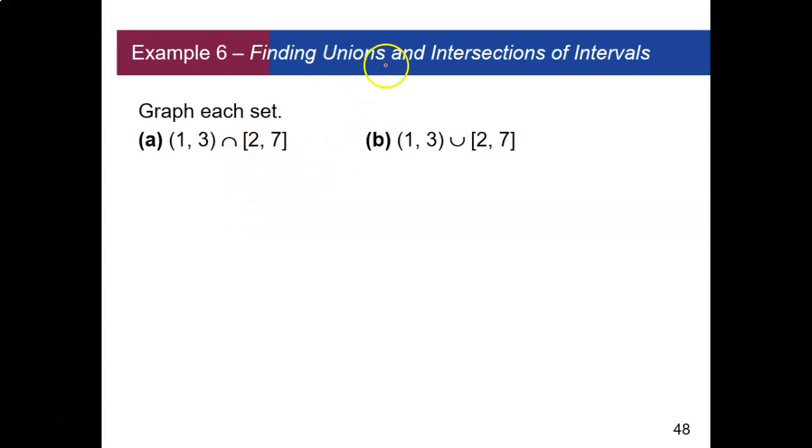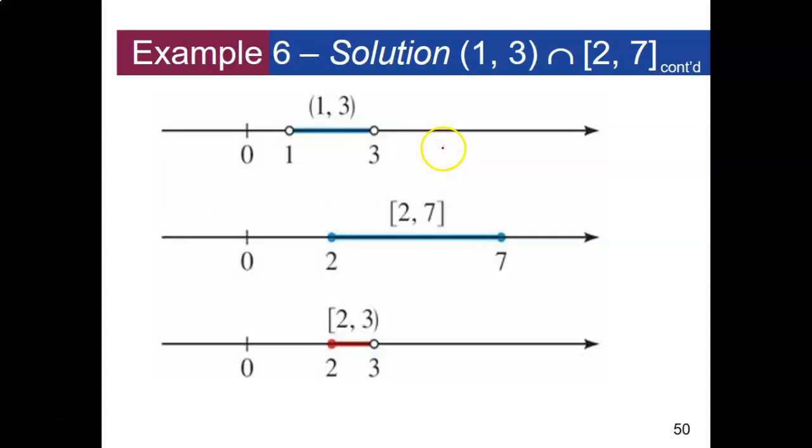Okay, so we'll combine unions and intersections of these different intervals here. The first one is looking at the intersection. The second one's looking at the union. Okay, so if we take the first one and we graph from 1 to 3, these are parentheses, so these are going to have open circles, meaning it doesn't include 1 and it doesn't include 3. If I look at from 2 to 7, those have brackets, so it does include those. So if we're wanting the intersection, that's kind of the overlap here.